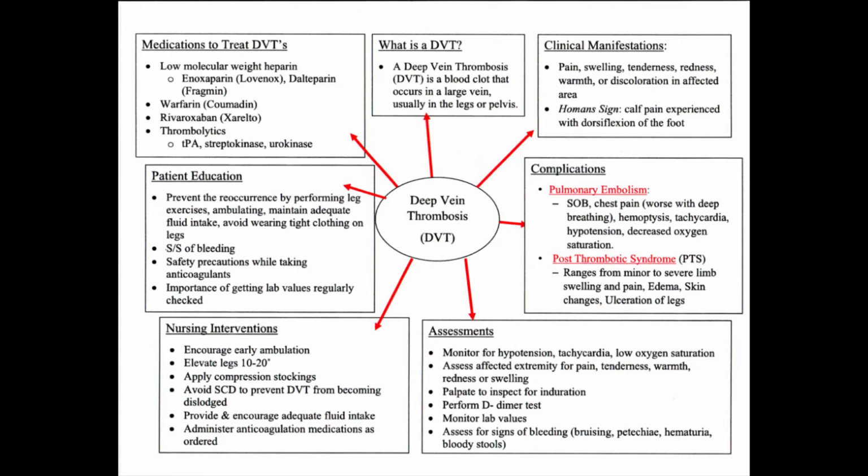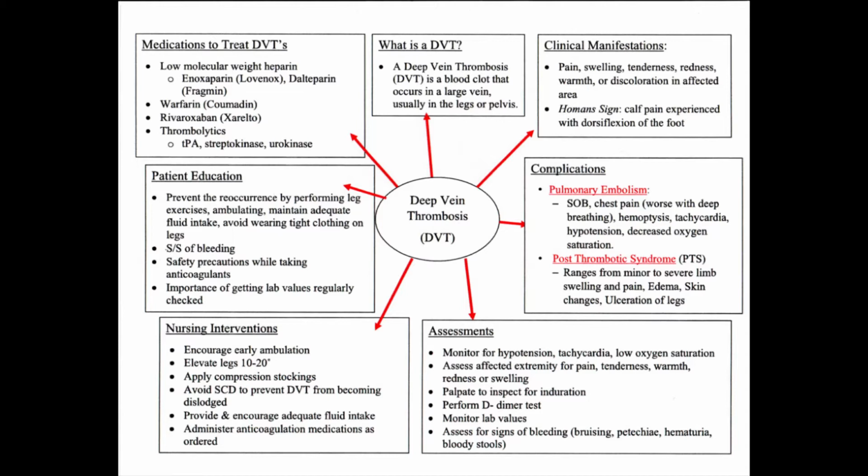Today we're going to be talking about deep vein thrombosis, DVT for short. And what a DVT is, is a blood clot that occurs in the large vein, typically in the legs or the pelvis area. Some patients may not show any signs of having a DVT, while others may experience pain, swelling, redness, warmth, or discoloration in the affected area.